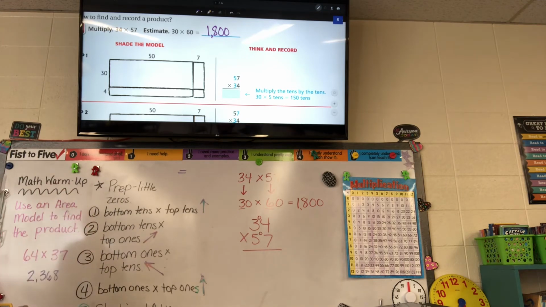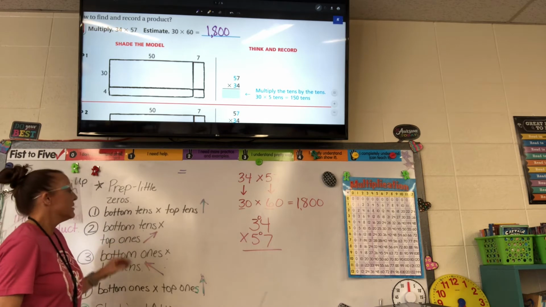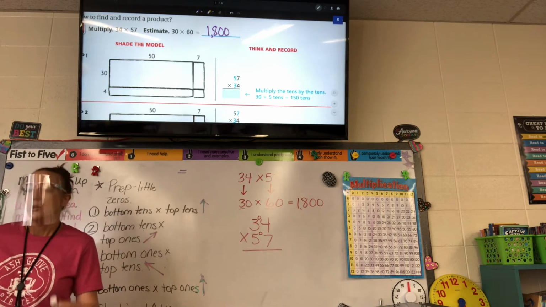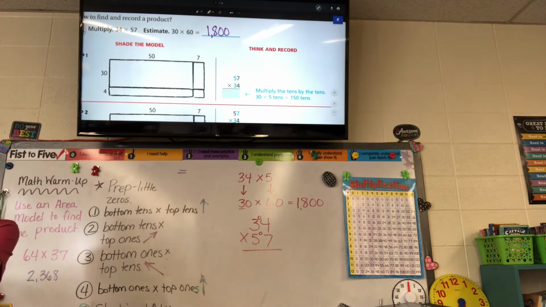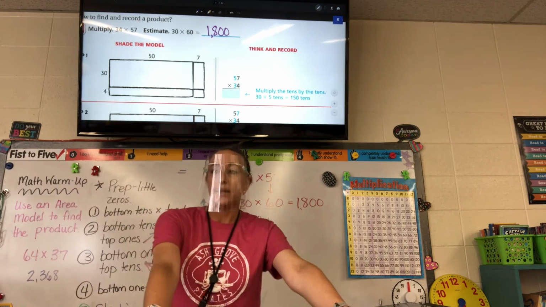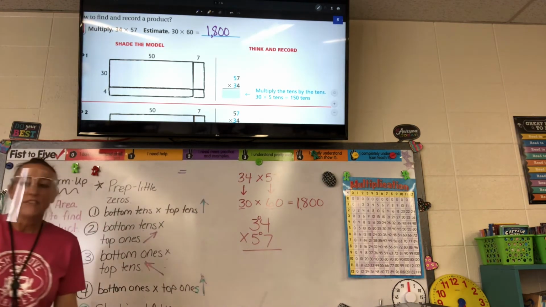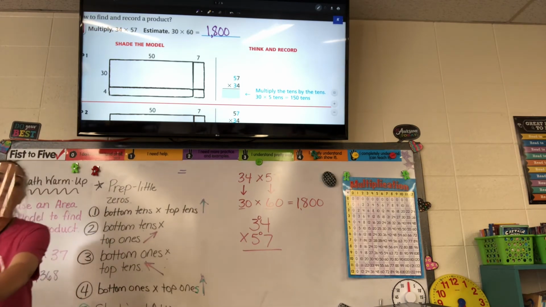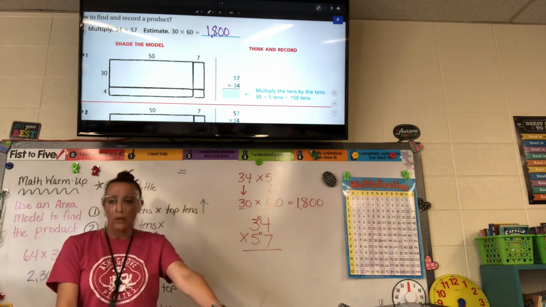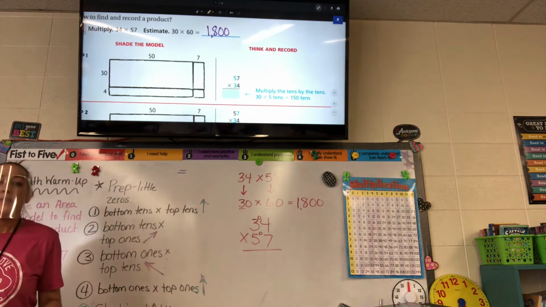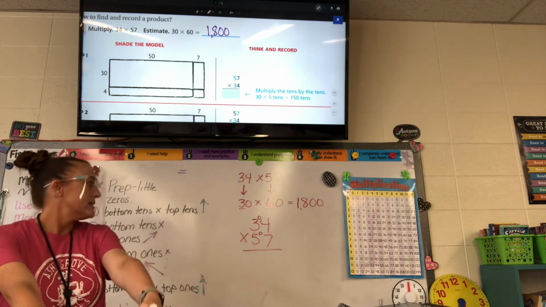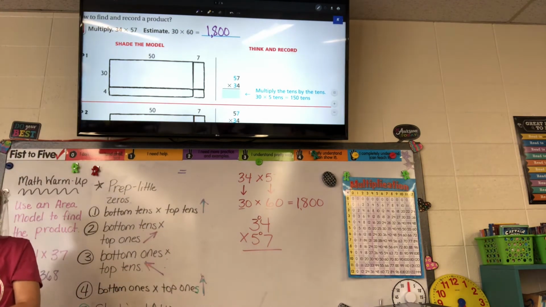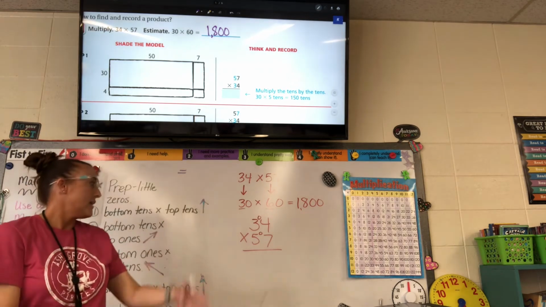equations, okay? And so if you imagine that we've got a 50 right here and a 7 right here, that 50 is going to high five the 30, and then that 50 is going to high five the 4, okay? And then we move over to the 7, and the 7 is going to high five the 30, and then the 7 is going to high five the 4.